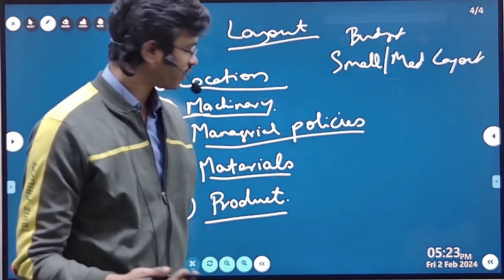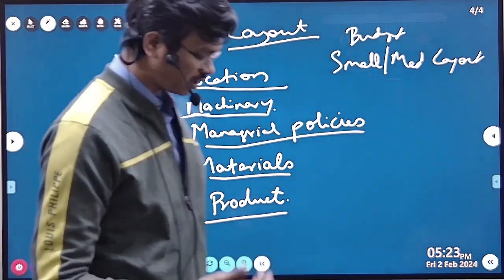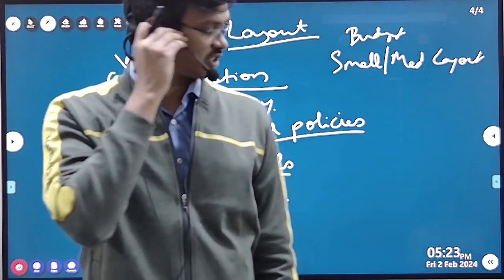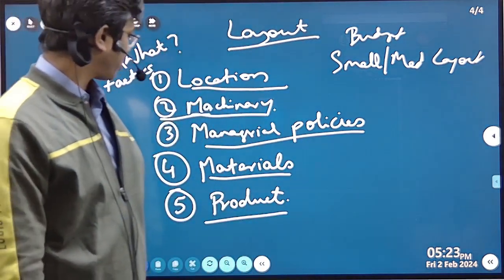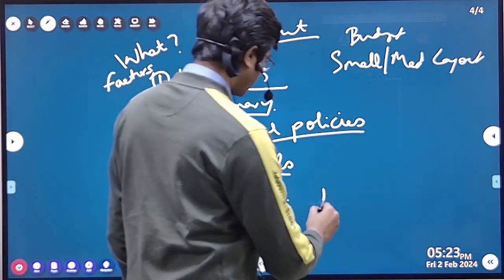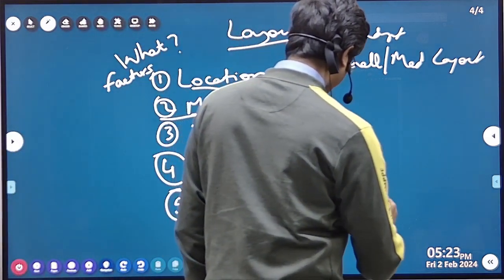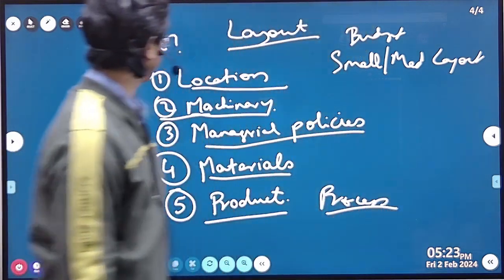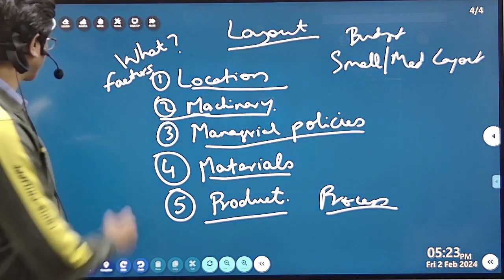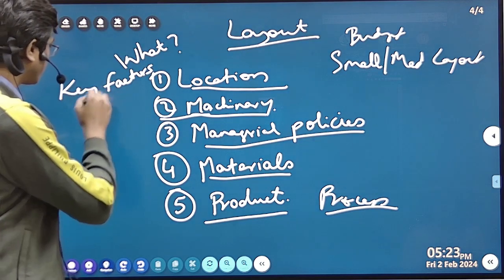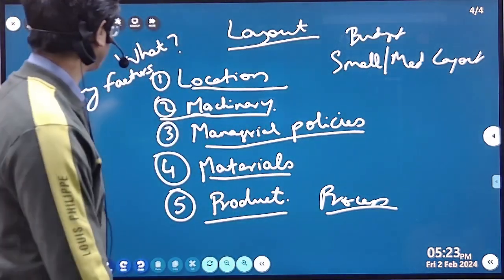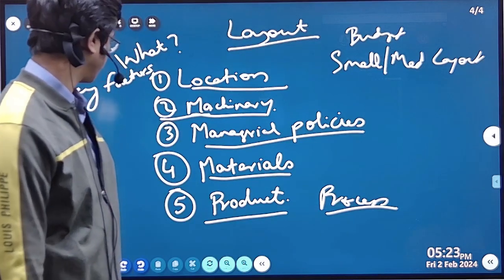If you're manufacturing a product, every product will have a different facility. It will have a different process, right? So based on the product and the process of manufacturing, your layout will also change. So these are, I would say, key factors. Maybe not all the factors, but these are the key factors that will affect the design of your layout. Yeah.